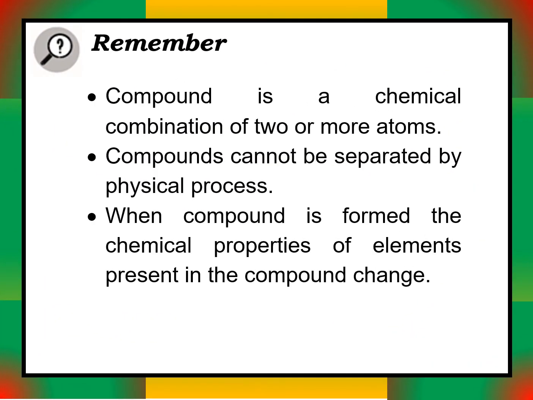A compound is a combination of 2 or more atoms. Compounds cannot be separated by physical process. When a compound is formed, the chemical properties of the elements present in the compound change. For example, if you eat chlorine alone, you will be poisoned. But if it's combined with sodium, it becomes salt, which makes your food tastier. Okay?